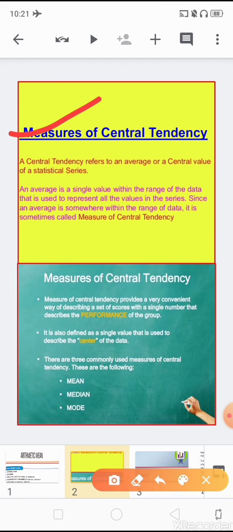It is basically a part of the graduation top level, and you will learn these kinds of means in graduation. So what is the measure of central tendency?